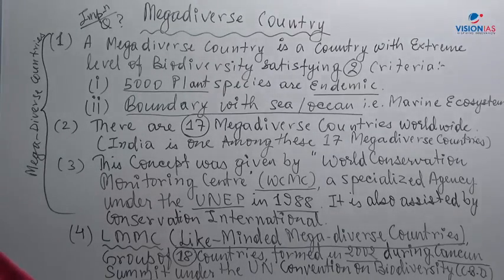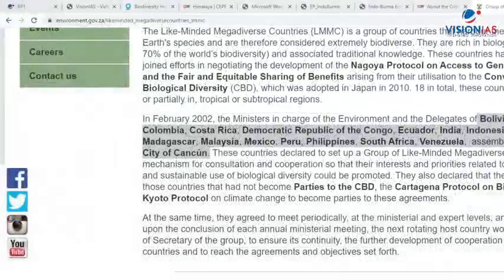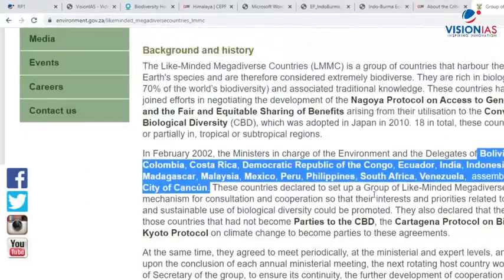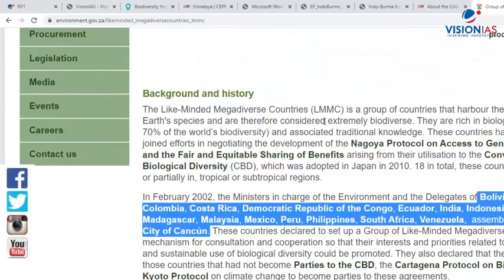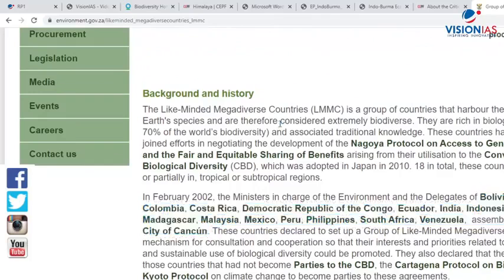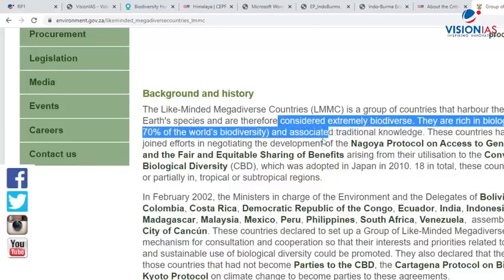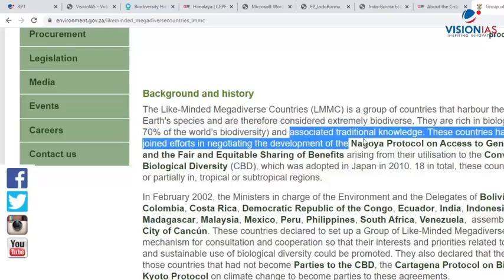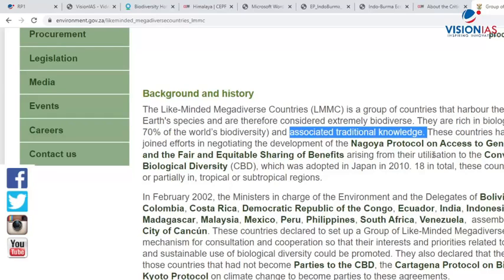What is the objective of LMMC? The objective of LMMC was to encourage governments to come together and cooperate in biodiversity conservation. See, what is the objective here? They are considered extremely biodiverse, rich in biological diversity and associated traditional knowledge. See here, they take the traditional knowledge into consideration. Mega diverse countries do not consider traditional knowledge. LMMC considers traditional knowledge into consideration.